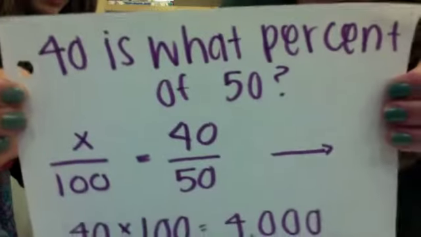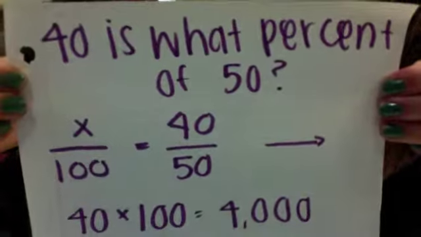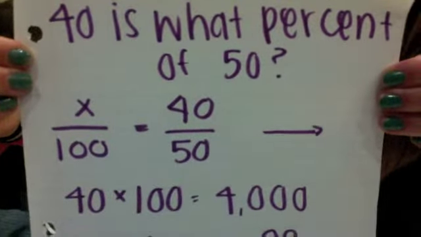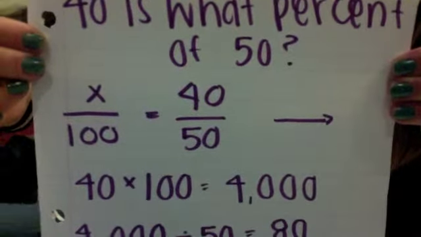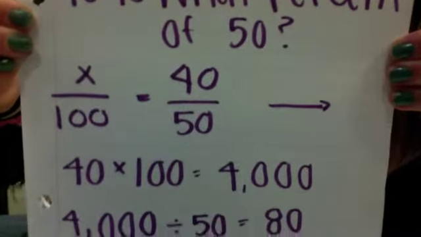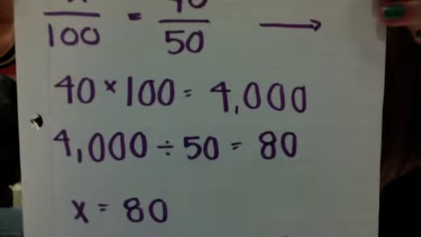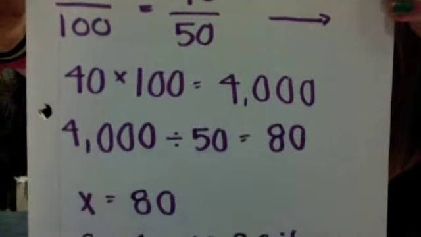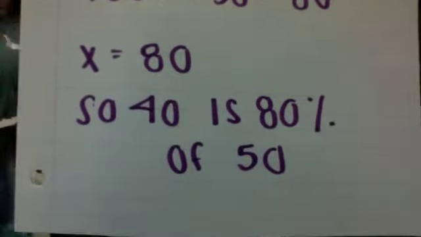Trying to find the percentage. 40 is what percent of 50? If you want to find what percent 40 is of 50, write the ratio x over 100 equals 40 over 50, because you are trying to find the percentage. Then cross multiply and divide to find x. 40 times 100 equals 4,000. 4,000 divided by 50 equals 80. X equals 80. So 40 is 80% of 50.